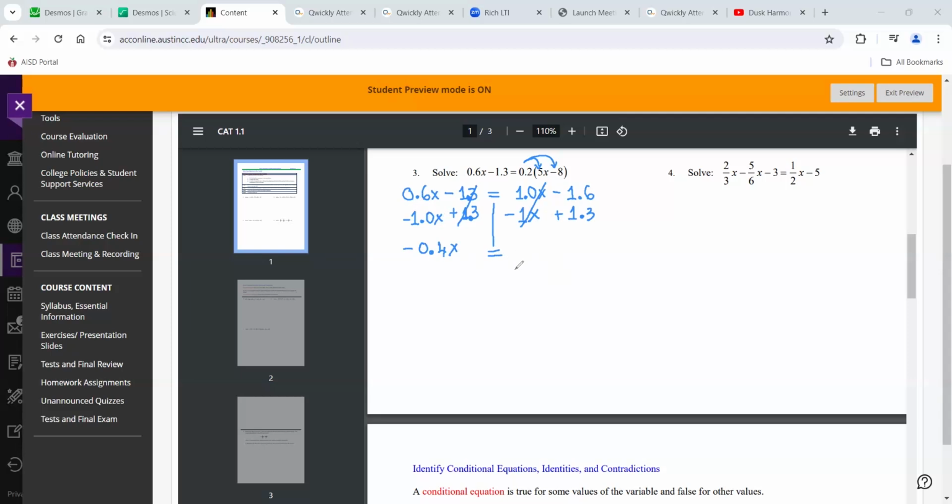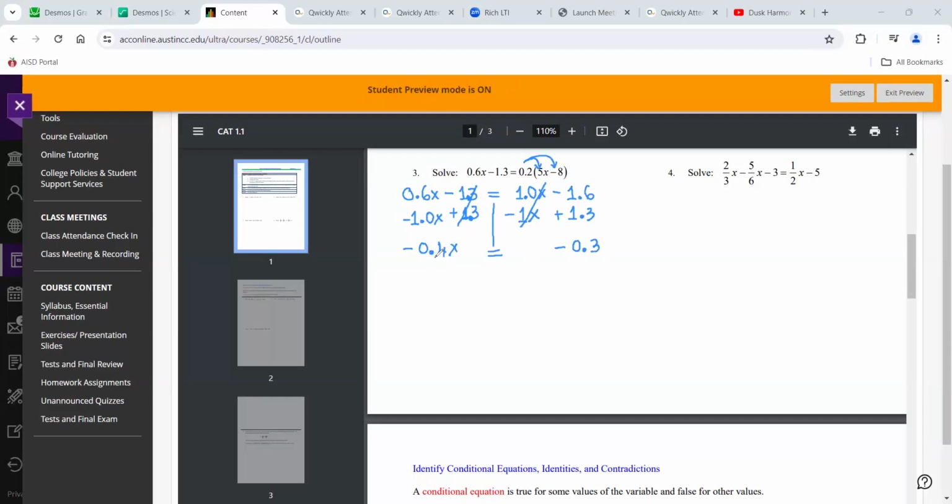Then on the right-hand side, we are going to combine the two numbers, negative 1.6 and positive 1.3. So that will give us negative 0.3. And again, we want the coefficient in front of x, or the number in front of x, is 1, or by default it's nothing there.